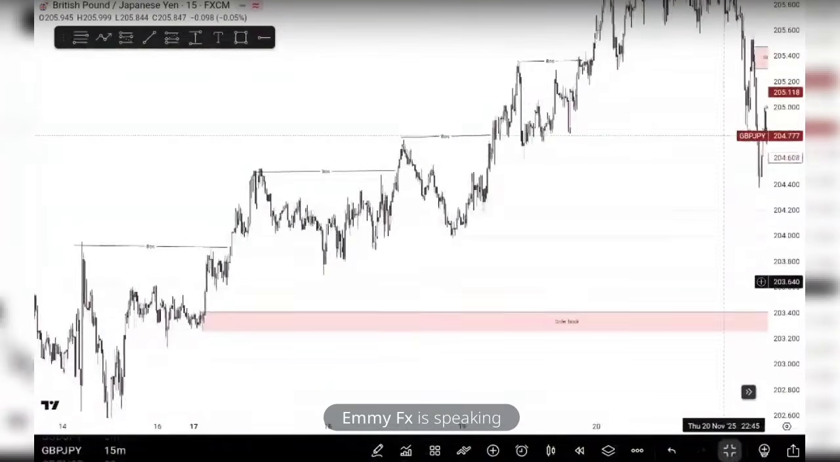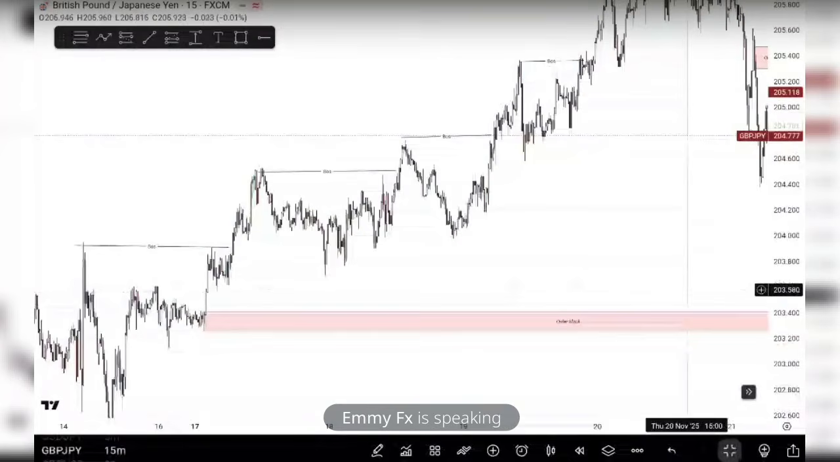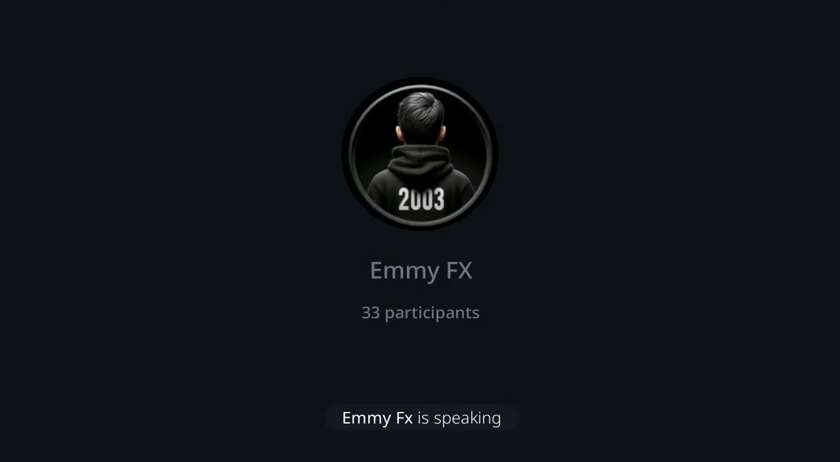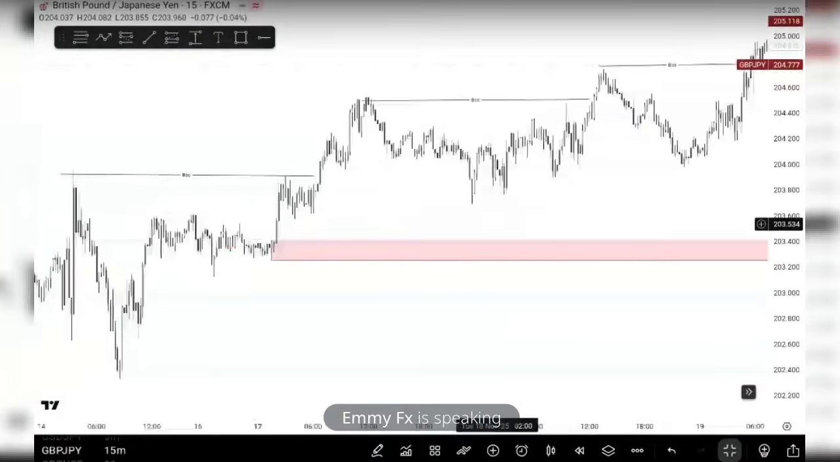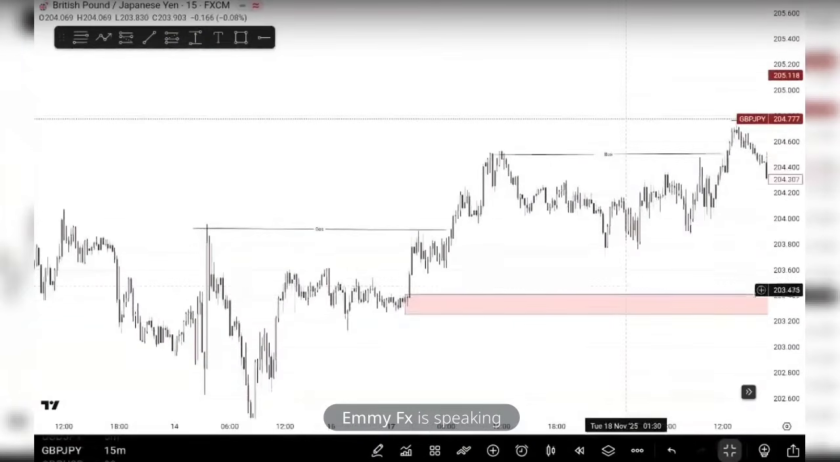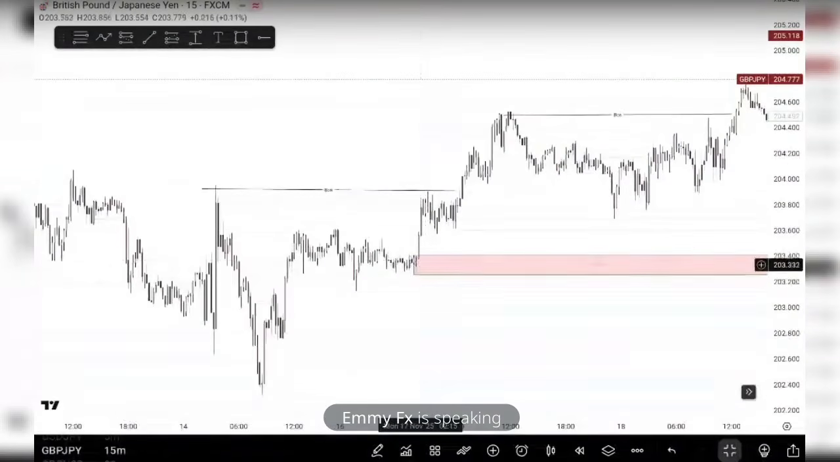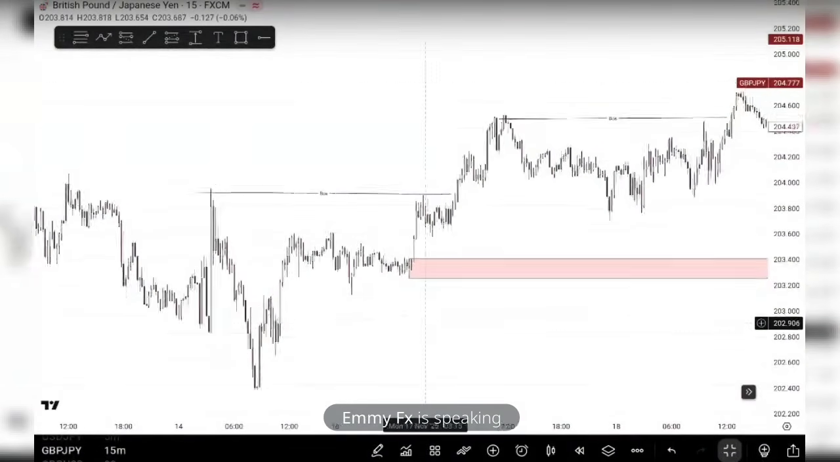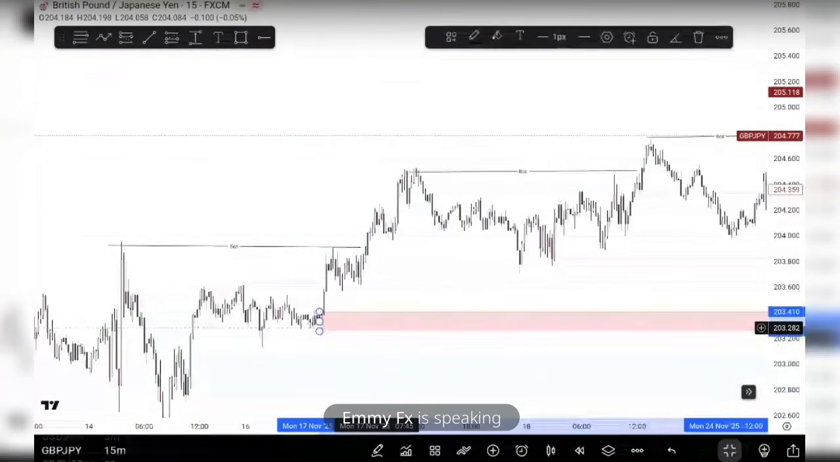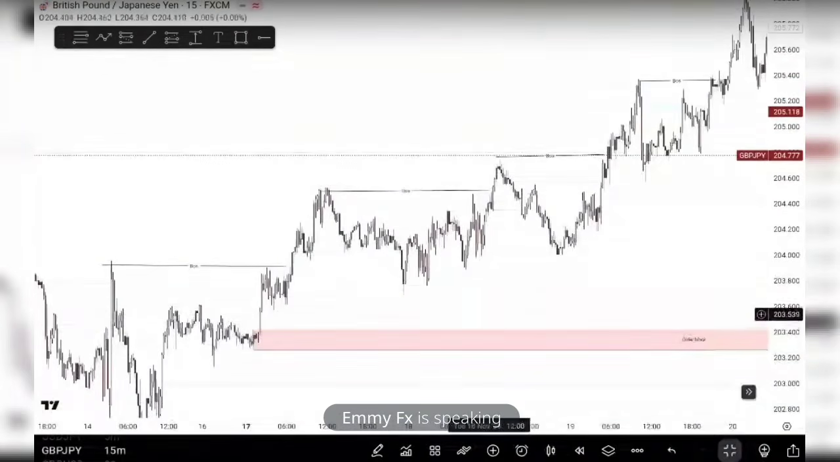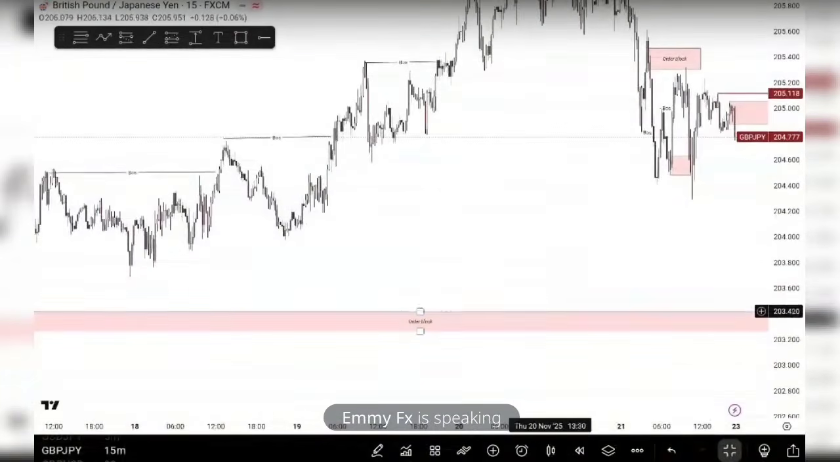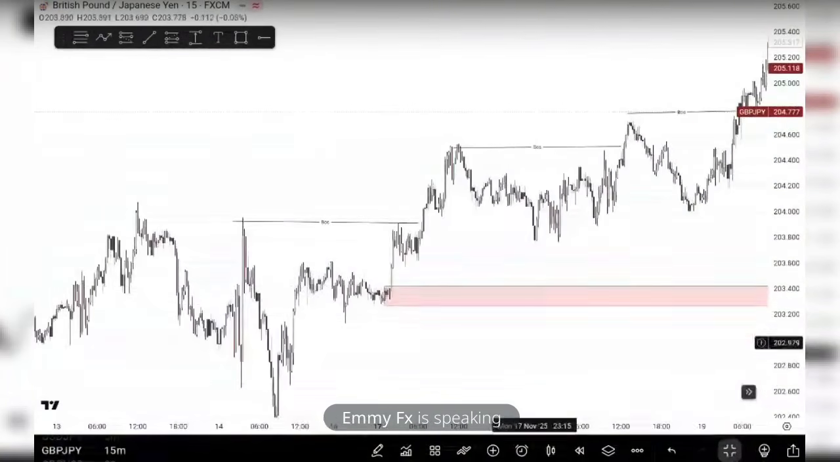Now, if we want to look for a buy setup in GJ, we have two demand zones at this spot. We have demand zone 1 and also demand zone 2 at this spot. At demand zone 1, it all depends on how aggressively price is going to move.